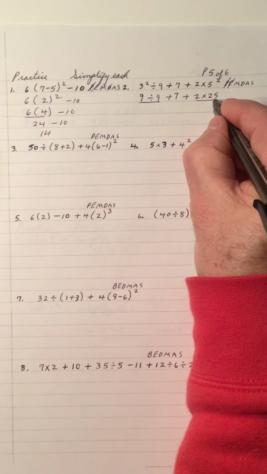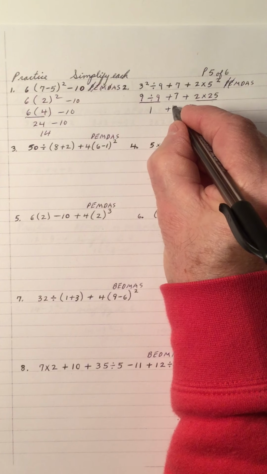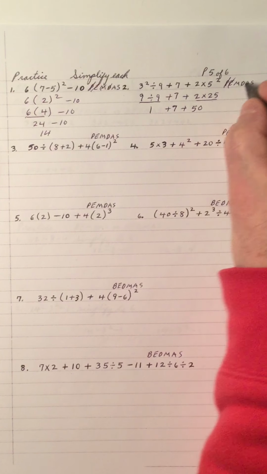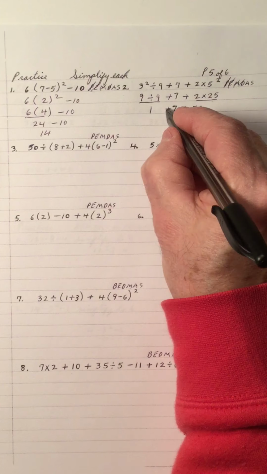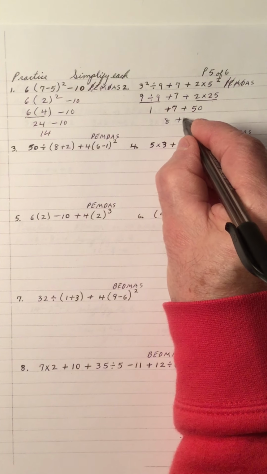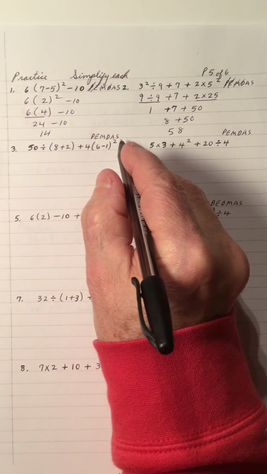Division, multiplication. 9 divided by 9 is 1. 2 times 25 is 50. And that's done. Now I have to add and subtract as I go from left to right. 8 plus 50, 58.